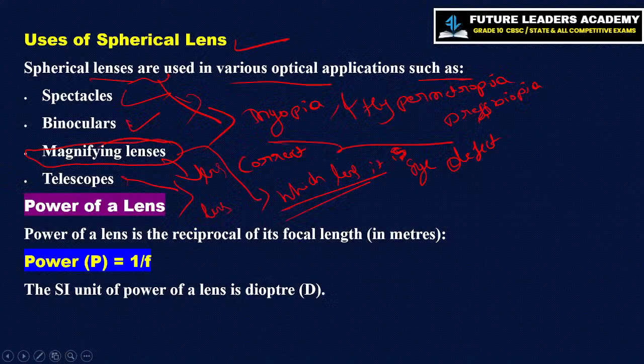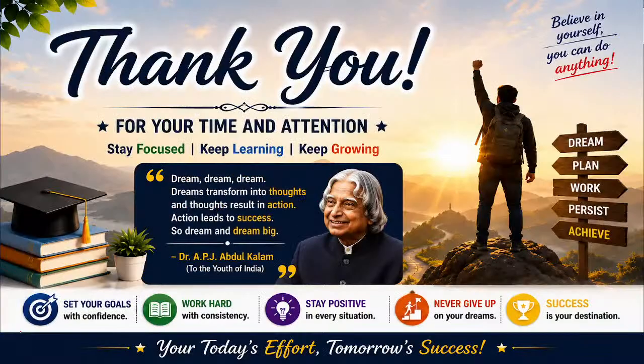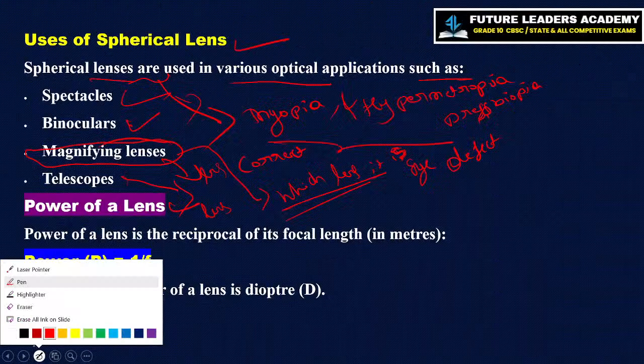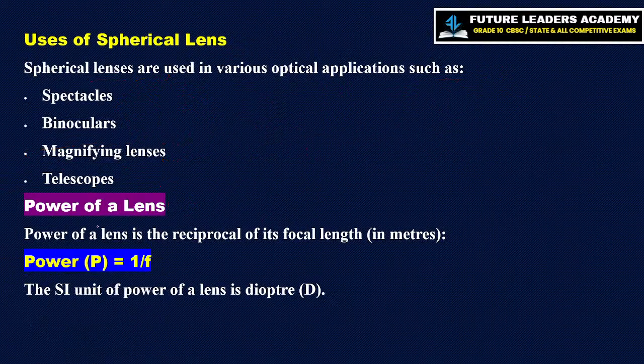Okay. The next thing is power of a lens. Let me erase. We can comment. Sorry. Power of a lens. The power of a lens is the reciprocal of its focal length. P is equal to 1 by f, where f is the focal length. Got it? Yes, guys.